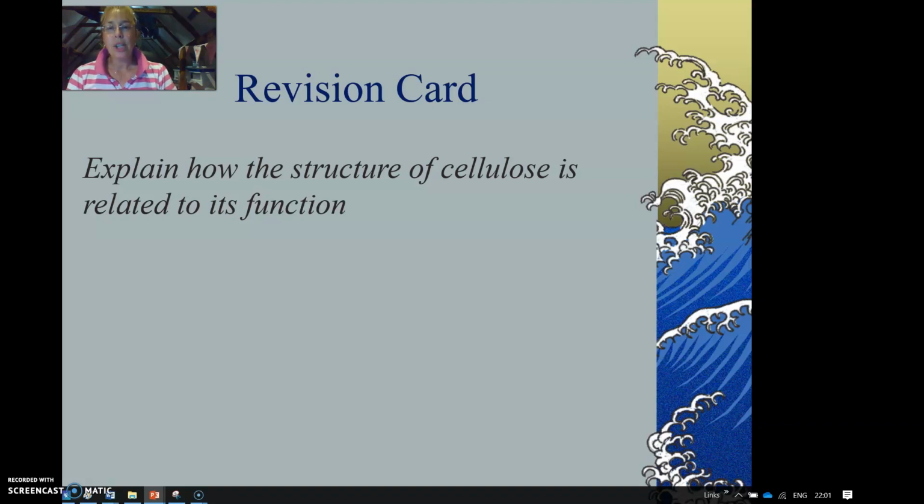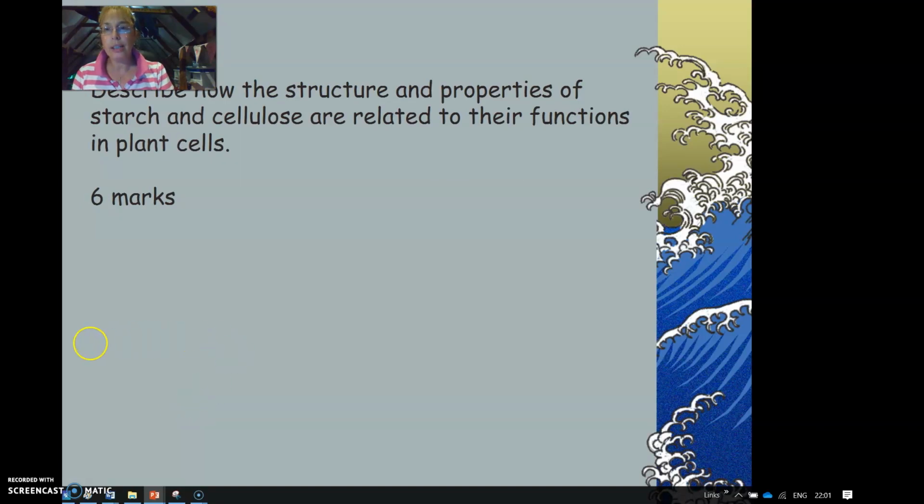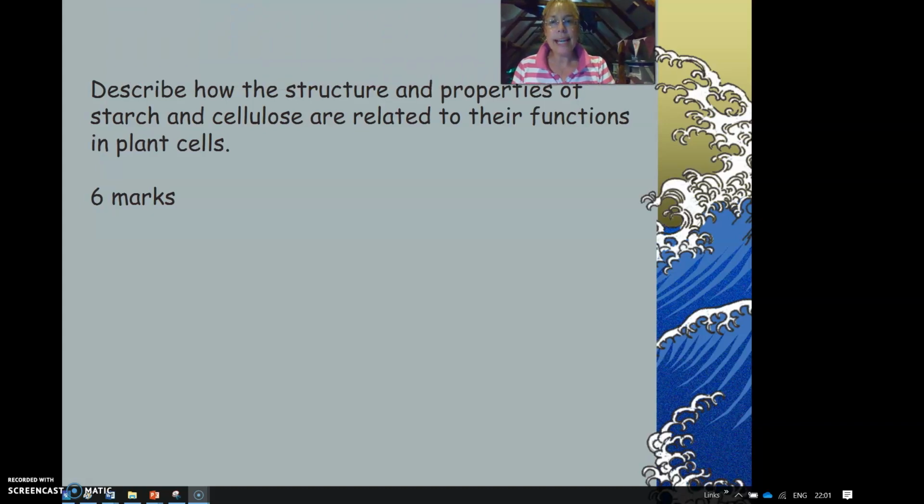Okay, now your final task. If you don't complete it now, I'd like you to complete it for next lesson, please. So here is a question for 6 marks from a past paper, and I'd love to see how you tackle this. So it says, describe how the structure and the properties of starch and cellulose are related to their functions in plant cells. Now, before we answer this question, describe is the command word. So that's not explain how it works, it's describing how it works.